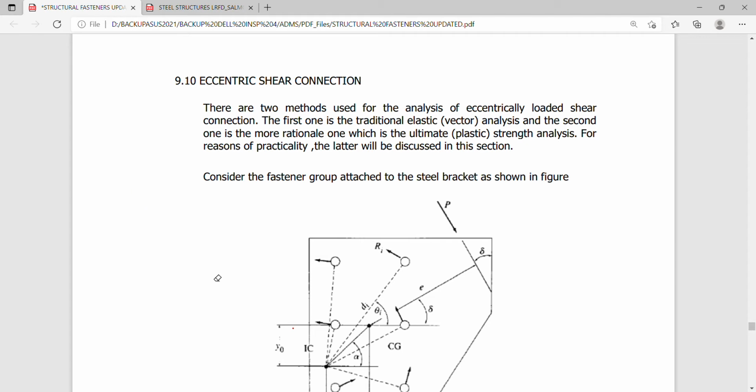This is the last portion of the topic on fasteners. So we deal with a very common connection, which is the eccentric shear connection, used on steel brackets and corbel.